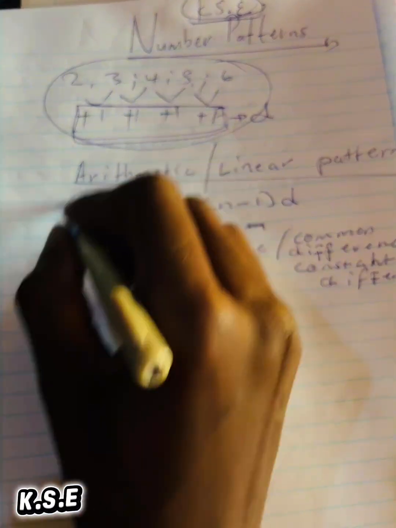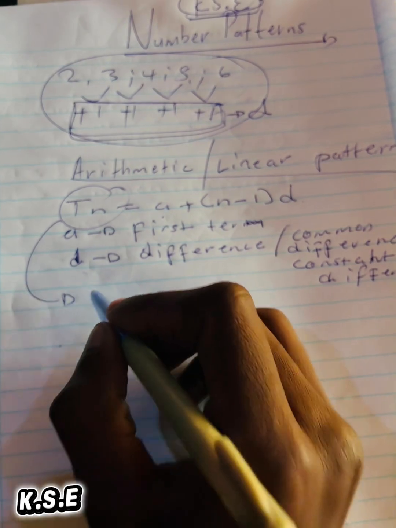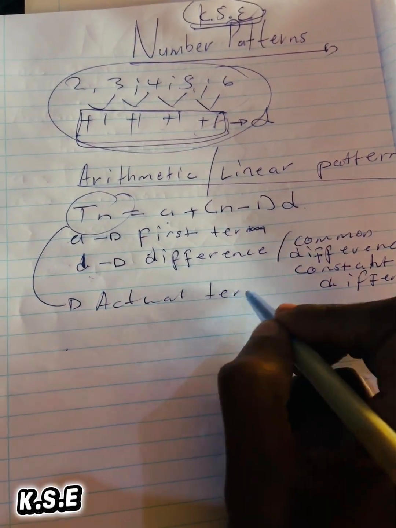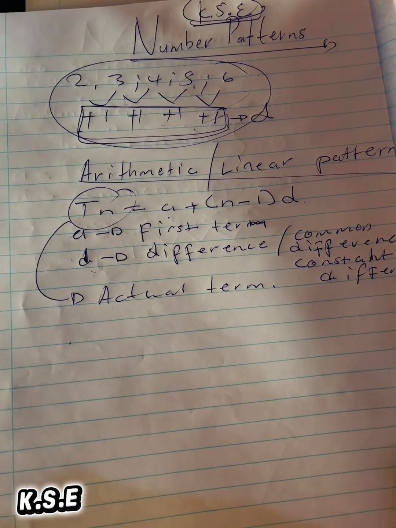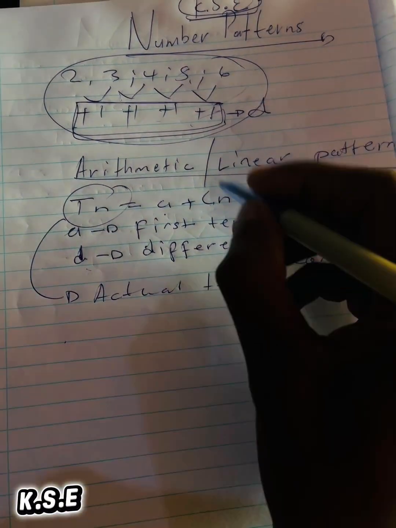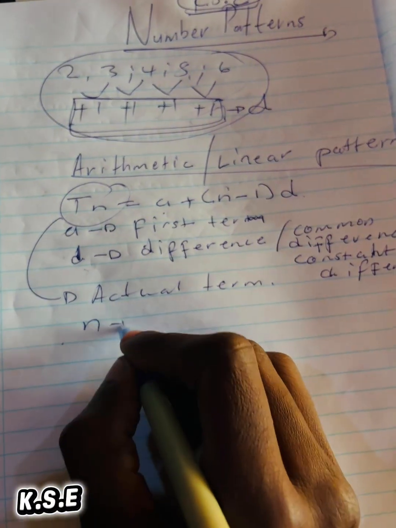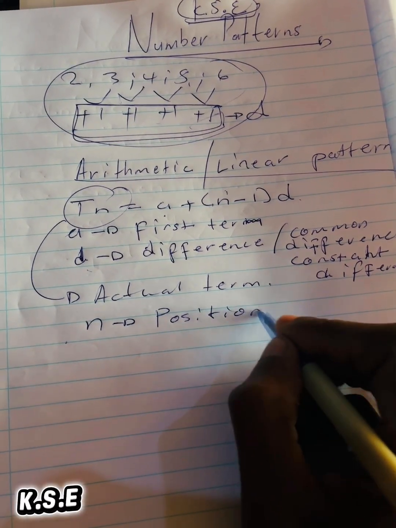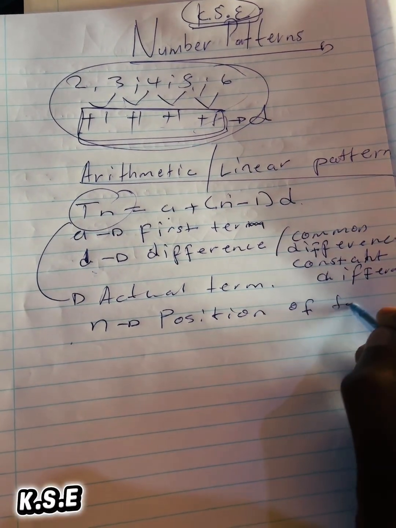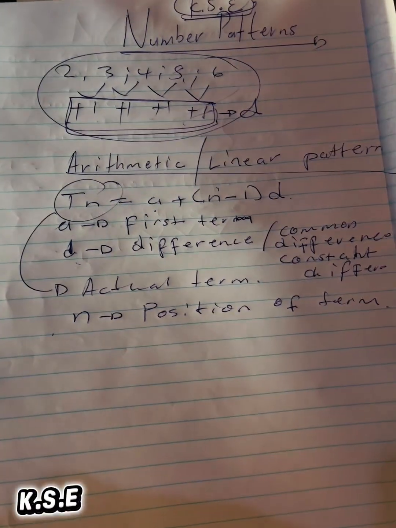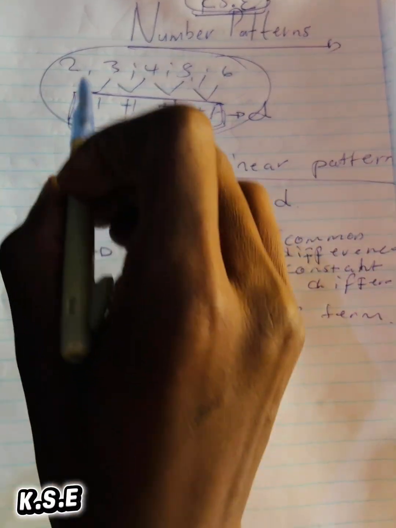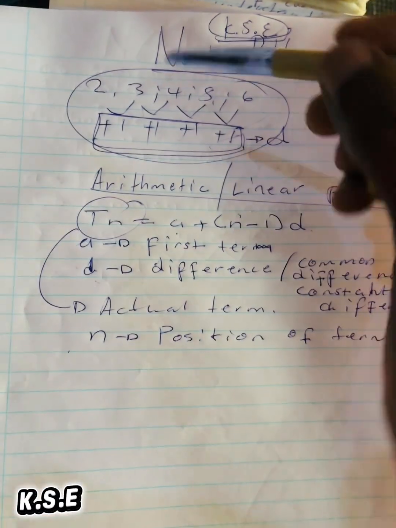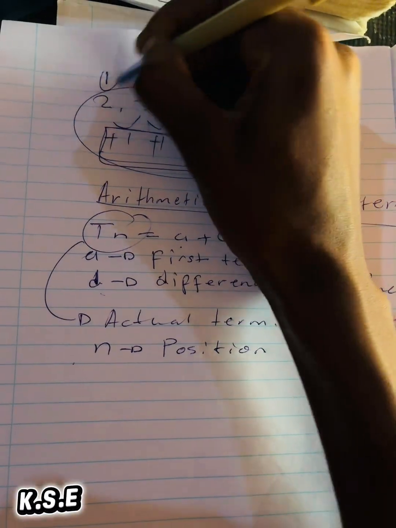The next thing is this one. I like to call it the actual term, whereby n is the position of a term. For example, if you look at this, we have 2. The position of 2 here is 1.